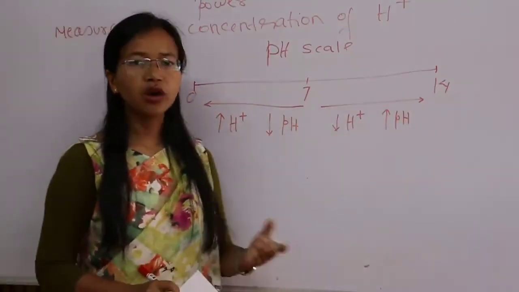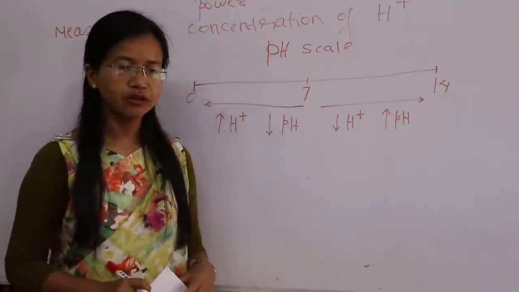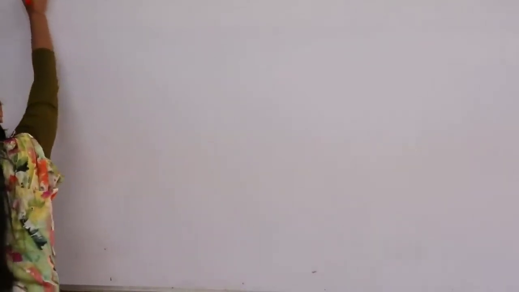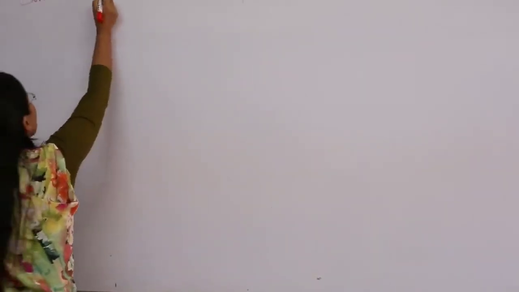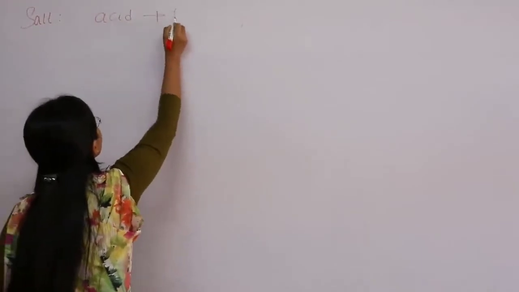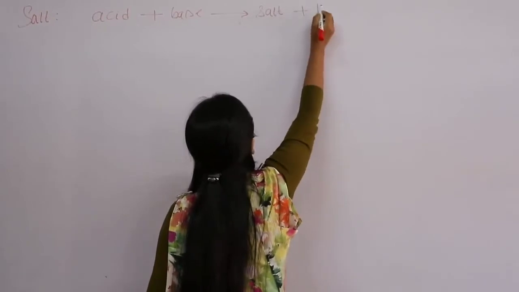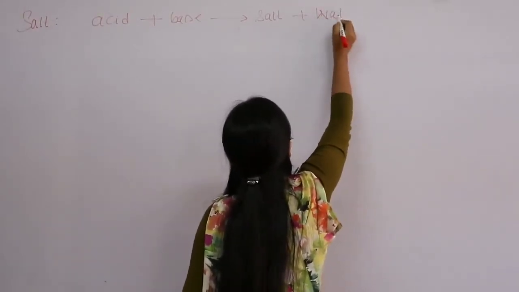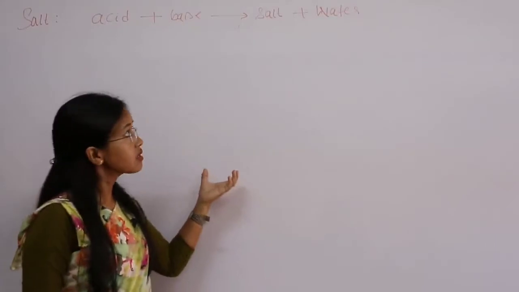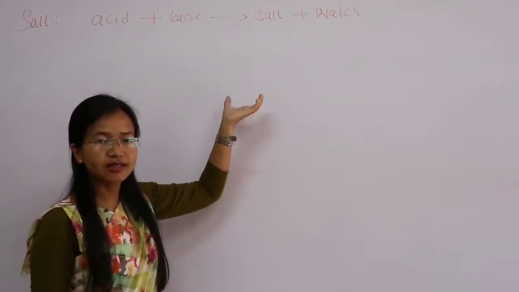And now we will see what are salts and the different types of salt. So, to recall, we already know that salt can be formed by the reaction of acid and a base, right? The salt is formed by the reaction of acid and a base. You will get salt and water. So this reaction is known as neutralization reaction.